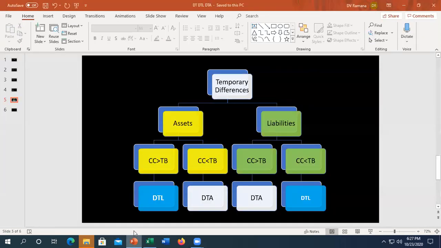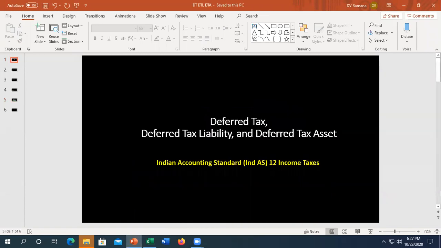I think I'll stop here. So the objective of this session was to explain briefly the different vocabulary, different terms defined under Ind AS 12 with a focus on DT, DTL, and DTA. In the process, we observed something called temporary differences, which leads to DTL, and the change in the DTL is the deferred tax expense or income, and the DTL is not the same as the current tax payable because it's a book entry. Okay, I'll stop there.